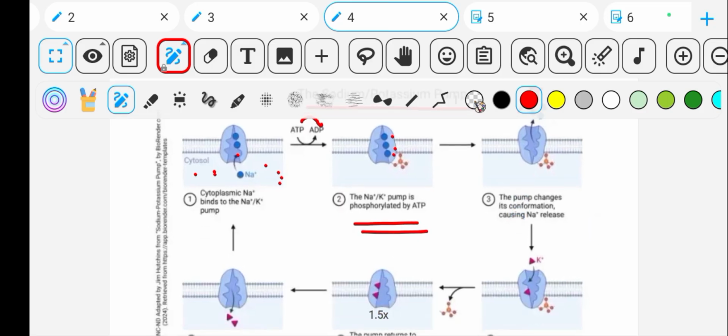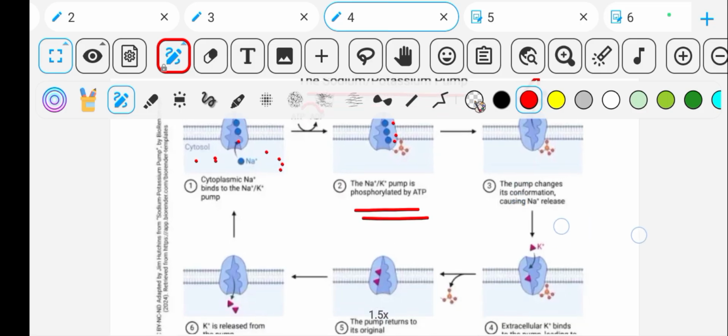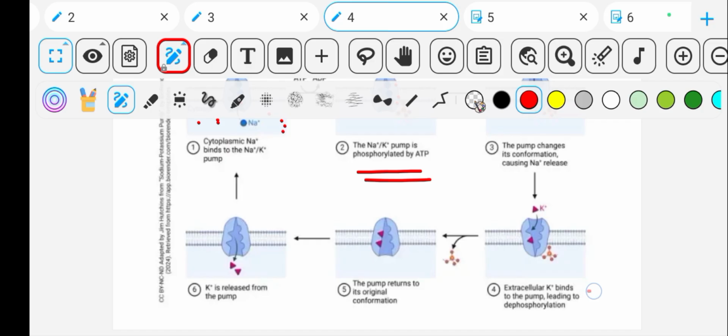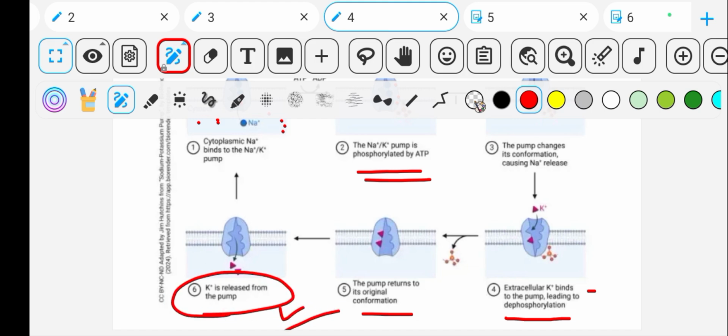After releasing the sodium, extracellular potassium binds to the pump, leading to dephosphorylation. Then the pump returns to its original conformation and the potassium is also released from the pump. This is the sodium potassium pump.